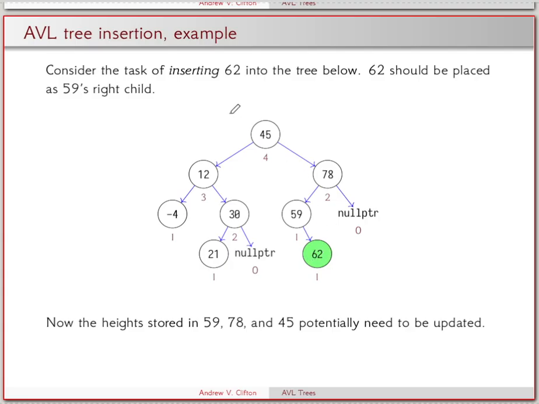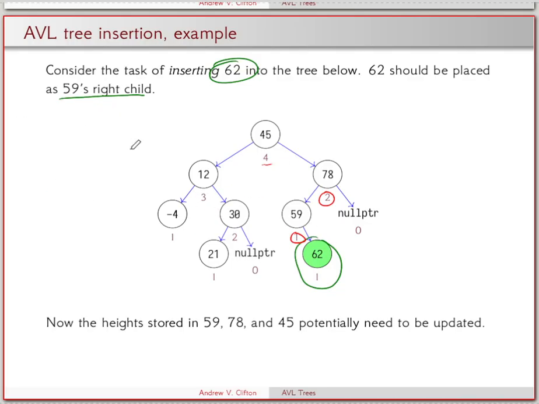So for example, let's say that we want to insert 62 into the tree. So 62 is going to be placed down here as the right child of 59. So I just added 62 down here, but notice that now the heights of the things above 62 potentially need to be fixed. The 1 is wrong, it should be 2, 2 is wrong, it should be 3, 4 is okay because there's already a 3 on the other side.